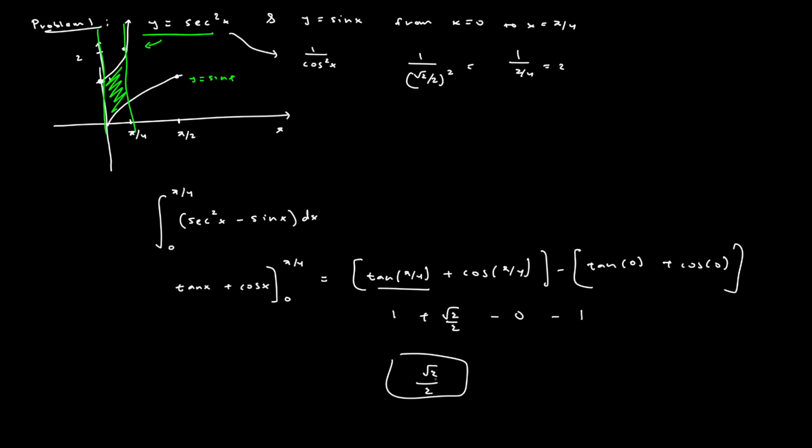Let's continue on. I think the best way to get stronger at this notion is just to do more problems. So let's do that. Problem 2. Find the area enclosed by the parabola y is equal to 2 minus x squared and y is equal to minus x.